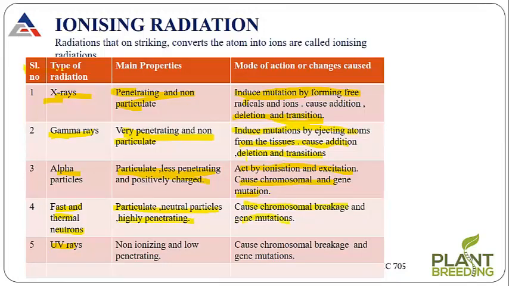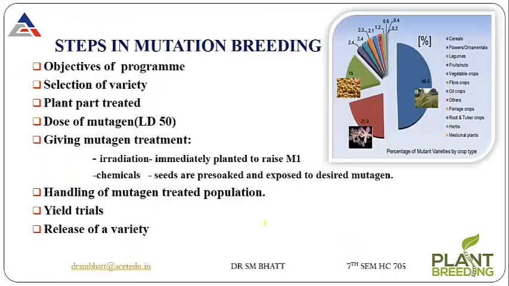Okay, so alpha particle acts by ionization and excitation, right? So this is important. Gamma rays for deletion and transition, X-ray for deletion and transition. Okay, and thermal neutrons for chromosomal breakage, UV rays for chromosomal breakage.